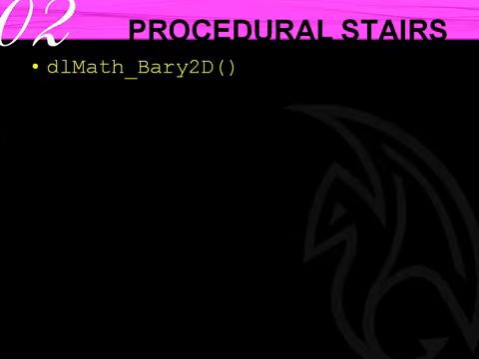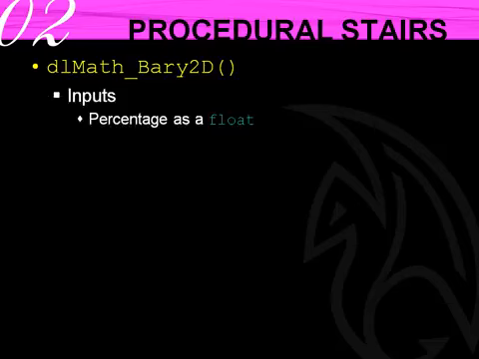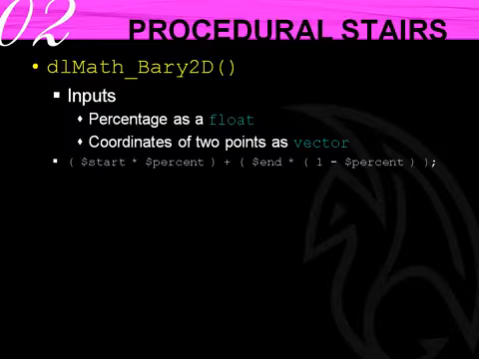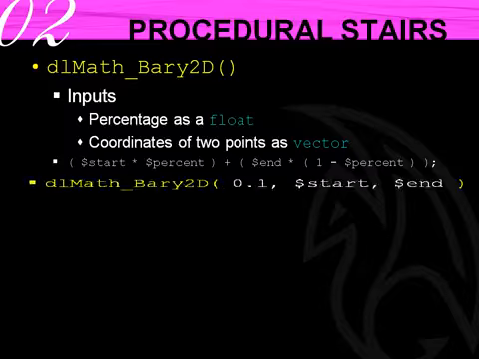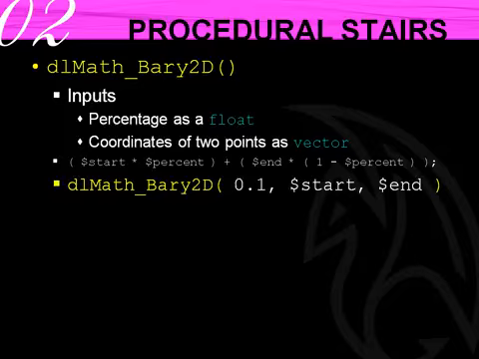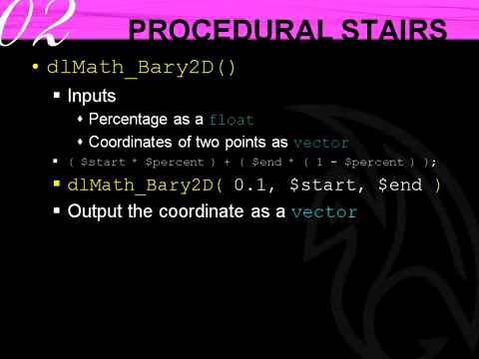So what we'll do is create our own command called dlmath_berry2d. The inputs are going to be the percentage as a float and the coordinates of the 2 points as vectors. Again, remember we're going to use our formula, start times percentage plus end times 1 minus percentage. Here's an example of how we would use berry2d. So 0.1, so 10%, and then the start point and the end point. The output coordinate is a vector. It's going to output the coordinate of our new point along the edge as a vector.